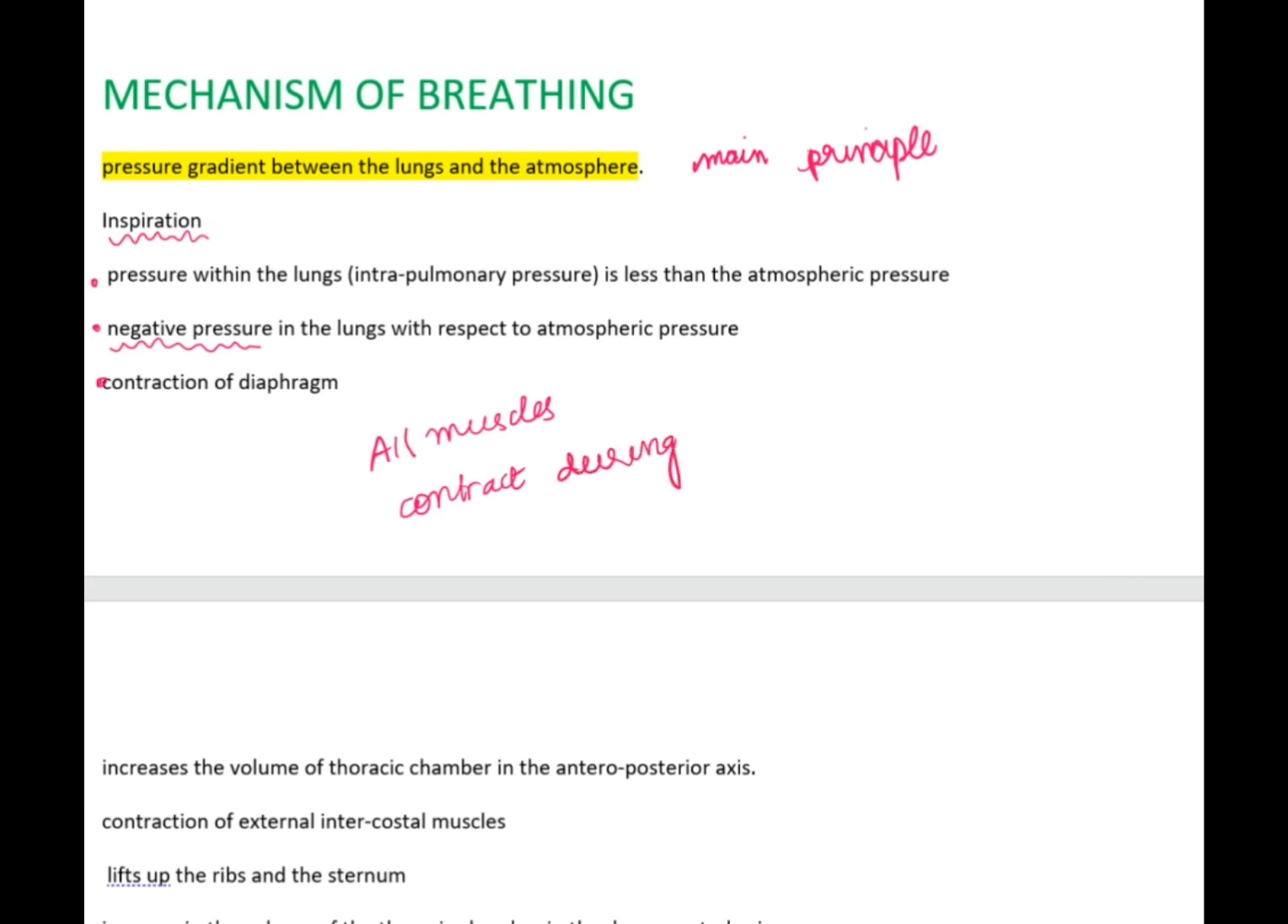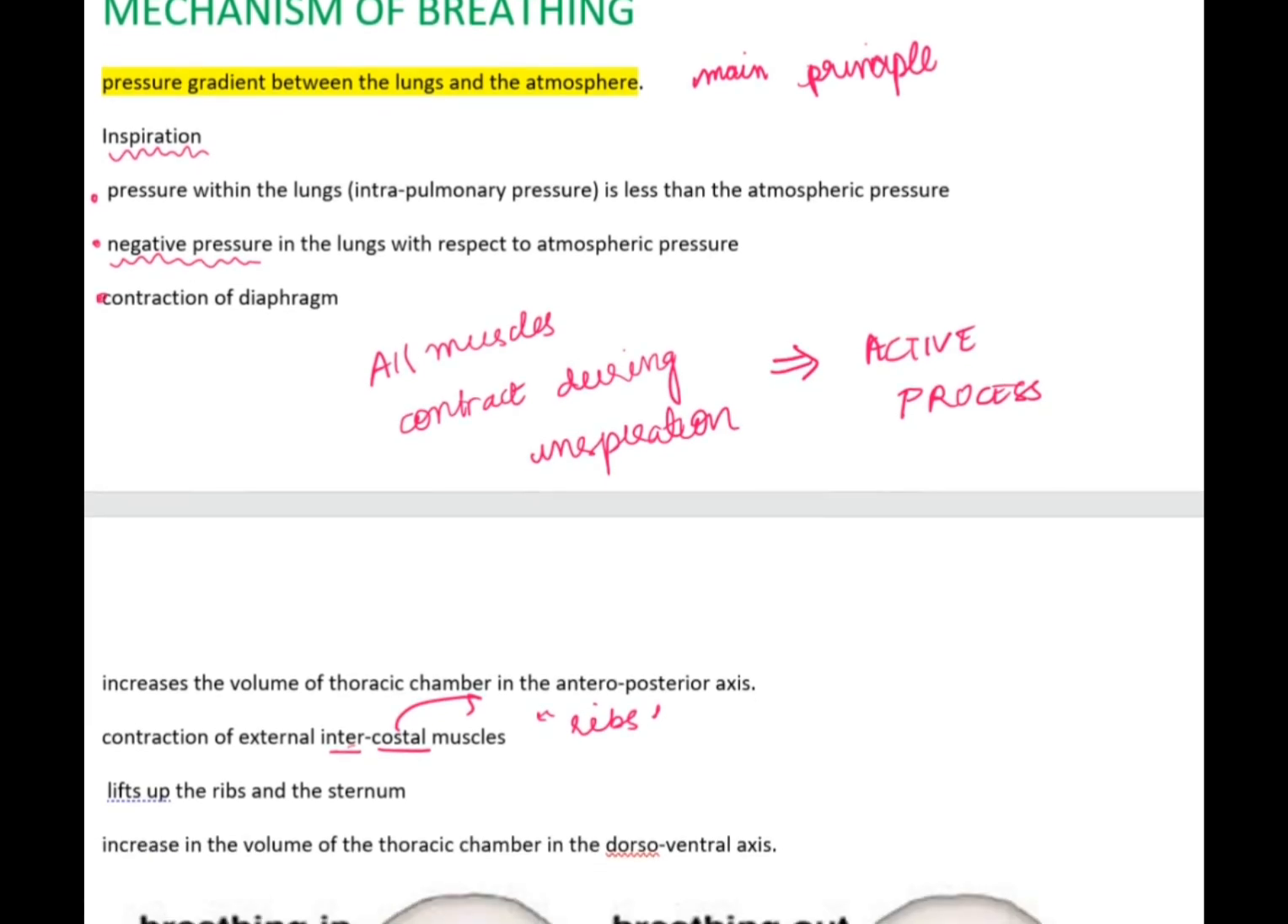So let's look at the changes in the muscles and also in the thoracic cavity volume. During inspiration, the muscles contract: the diaphragm contracts and the external intercostal muscles contract. What happens during inspiration? We are taking in air from the atmosphere and the air gets filled into the lungs, right? So the lungs expand. So obviously the volume of the thoracic cavity also increases in all directions, the anteroposterior direction as well as the superior-inferior direction. So this is the overall idea of breathing.